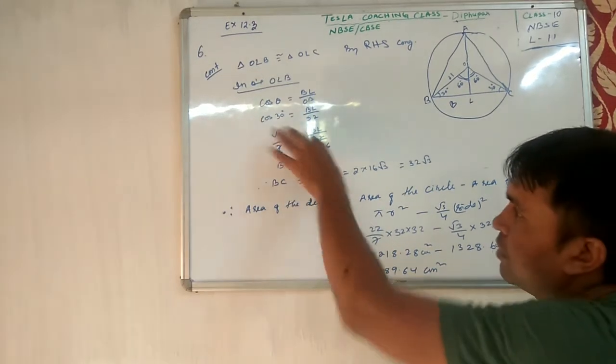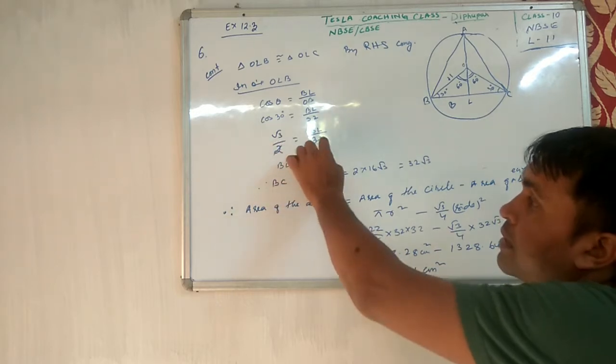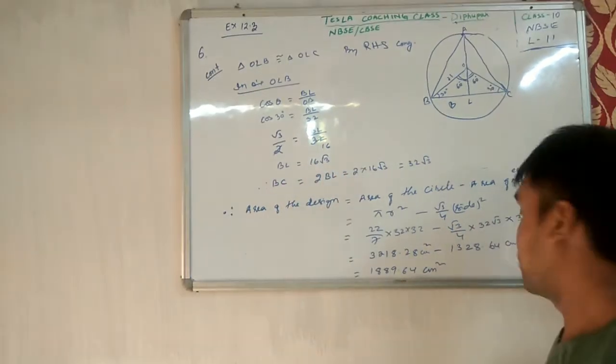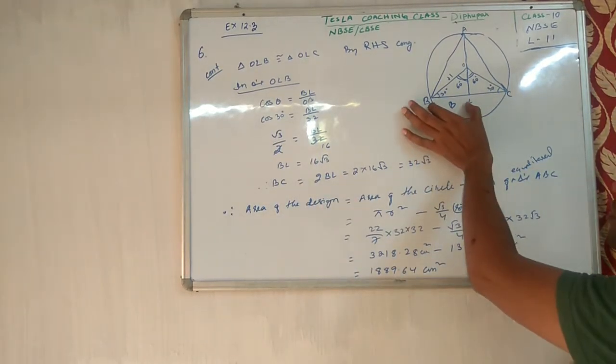So now we are doing cross multiplication. Here nothing means 1. So BL into 1 is BL, and 16 into root 3 will be 16 root 3. Okay, now we know that BL is 16 root 3.